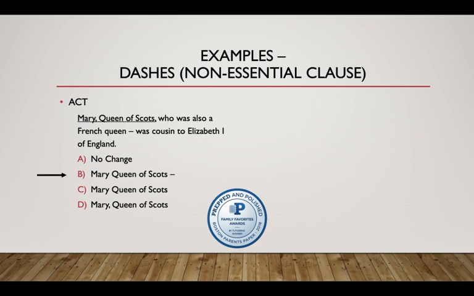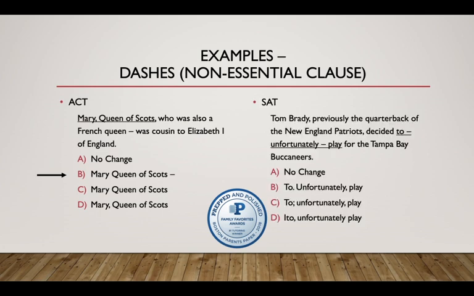Would you look at that? The answer is B. Now, let's look at an SAT problem. Ooh, now I don't know if any of you are Patriot fans out there, so this might hit a little too close to home, but Tom Brady, previously the quarterback of the New England Patriots, decided to, unfortunately, play for the Tampa Bay Buccaneers. Now, this is a classic SAT problem where we have not one, but actually two non-essential clauses tossed in here. And in this case, the second non-essential clause, I'm kind of giving it away here, is the word unfortunately.